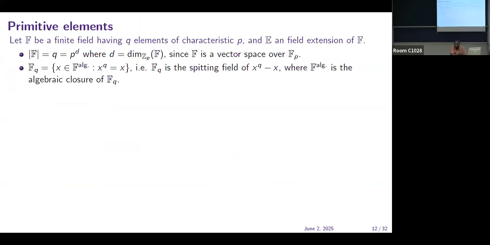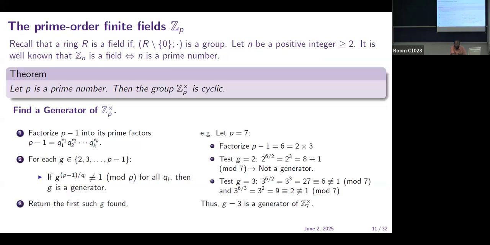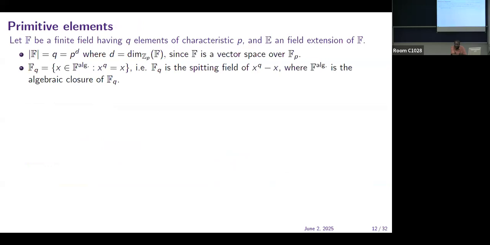Primitive element. What is a primitive element? A primitive element is a generator of the cyclic group Z_P star. The generator of this group, I call it a primitive element.